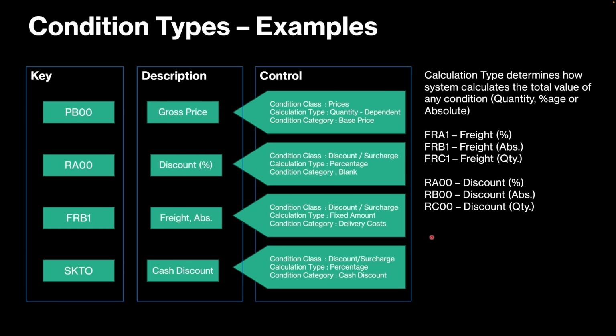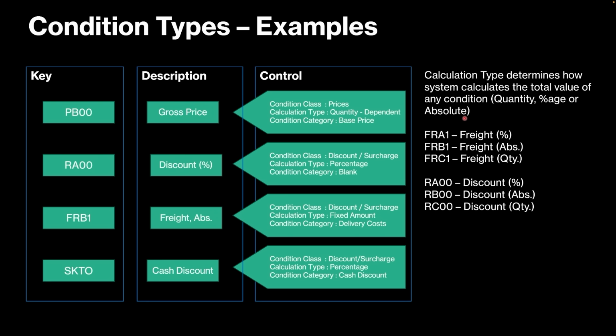And you can see each of these condition types are distinct from each other based on multiple control functions. Now we have already discussed the significance of condition class and condition category, and you can see all these four conditions have different condition class and condition category combination. Now apart from these two control functions, you have another element also through which the condition types are configured, and that is called calculation type. Now what is calculation type? The calculation type basically determines how system calculates the total value of any condition. That is, whether the value is to be calculated on quantity basis or percentage basis or absolute basis.